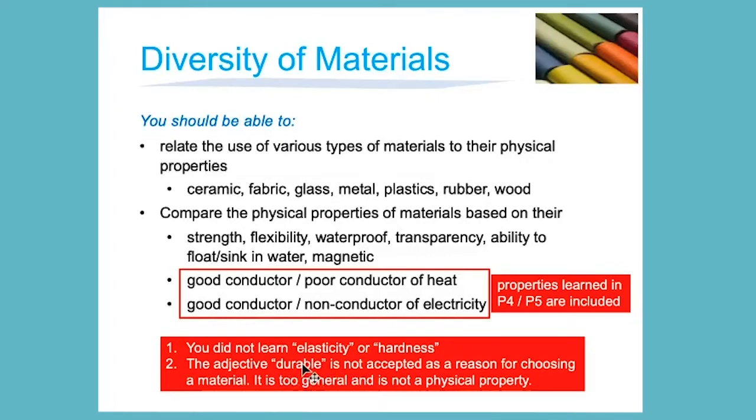And durable, take note, is not accepted as a reason for choosing a material because it is too vague a term and it is not considered a physical property. So like, why is something durable? Do we say maybe it's non-biodegradable, for example, so it's durable? It doesn't break easily because it's elastic, something like that, okay? But we don't use the term durable or lasting.